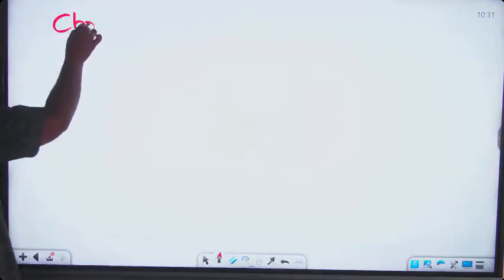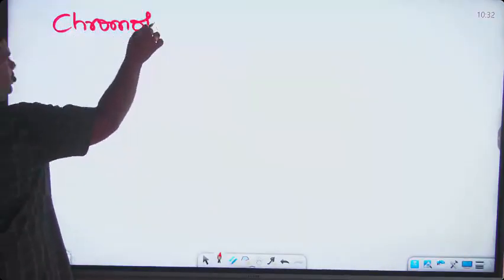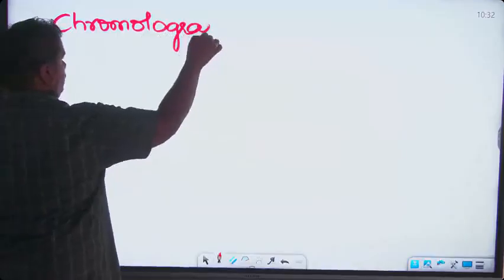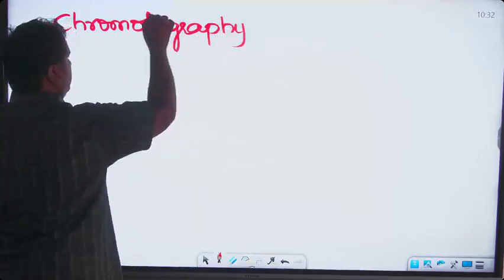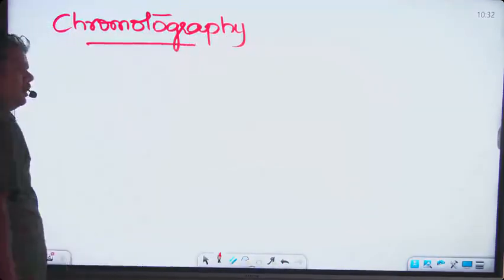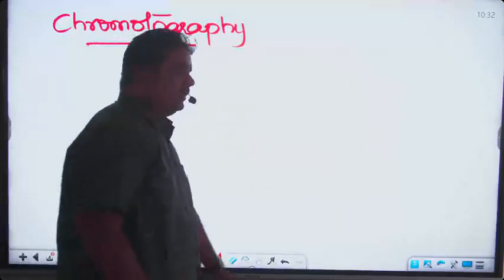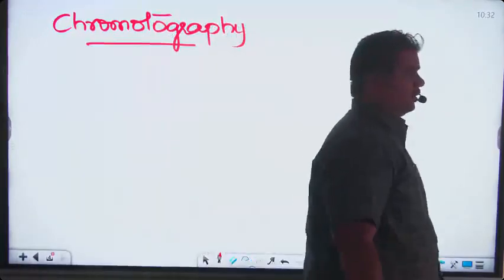Okay. Then after the case of your fractional distillation, we go for one particular method which is known as chromatography. Now, the moment you're talking about chromatography, what is this particular method used for?